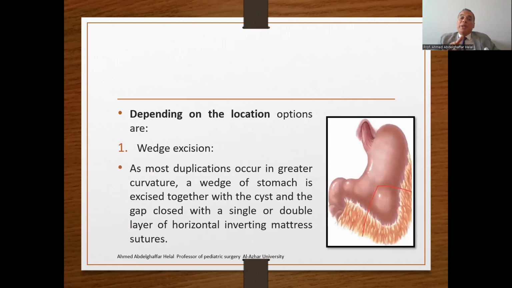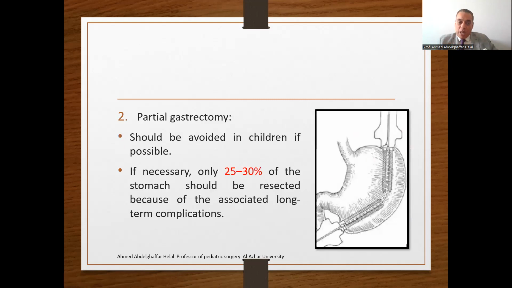The treatment will depend on the location of the cyst and the size of the mass. We may perform wedge excision, as most of the duplication cysts occur in the greater curvature, so the wedge of the stomach is excised with the cyst and the gap closed with single or double layer of horizontal or inverting mattress suture. So we will perform wedge excision, as most cases are cystic related to the greater curvature.